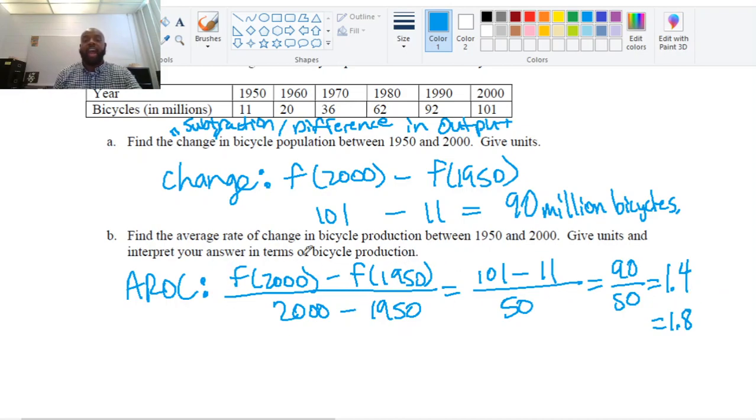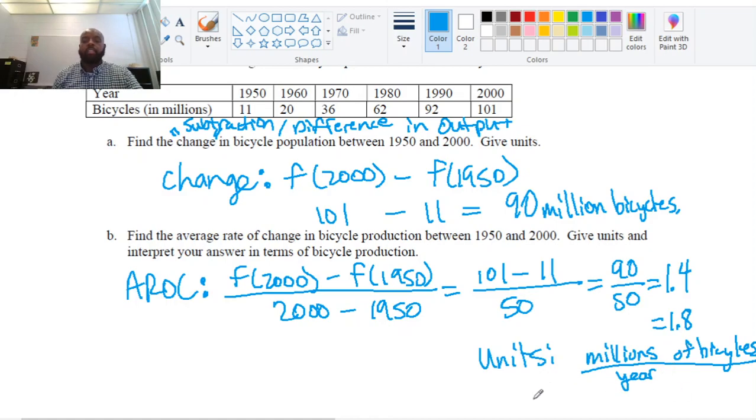All right, and my units here, notice this is a slope, right? It's going to be your change in your output. My output is in the numerator, right? It's millions of bicycles. I hope you can see that. I might be cutting off the screen. Okay, I'm pushing it very close. And that is divided by your years. So I'll say million bicycles per year. So we have 1.8 million bicycles per year.